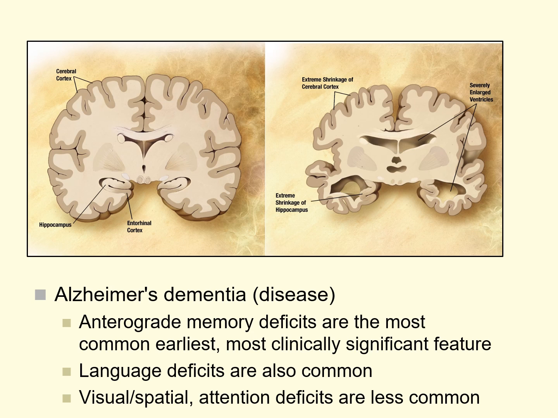If we want to get a little bit more specific about it, we could say that Alzheimer's disease is associated with anterograde memory deficits that are most common early and are the most clinically significant feature. It also is sometimes associated with language deficits, but less often is it associated with visual, spatial, and attentional deficits. So you can get the sense right there, there's kind of a profile of losses. We don't see just all across the board losses. We see losses more in some areas, memory, and less so in other areas, visual, spatial, functioning, and attention.